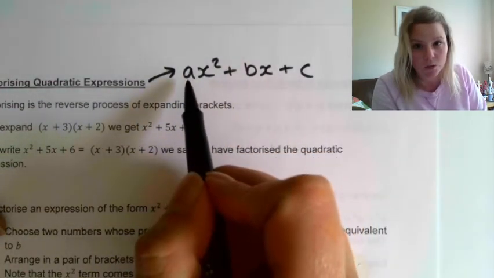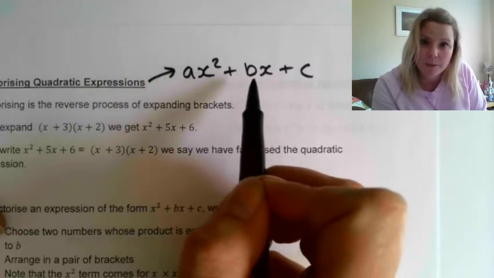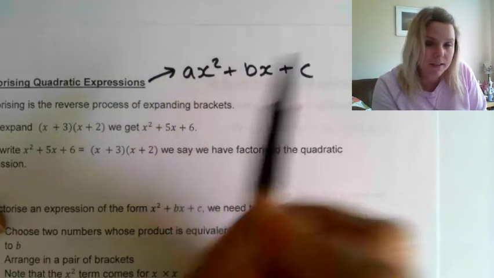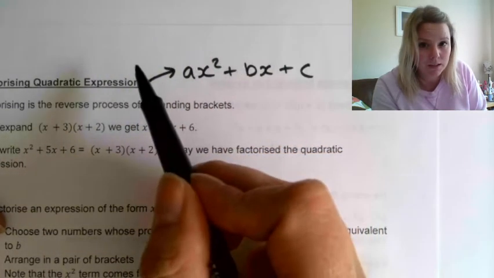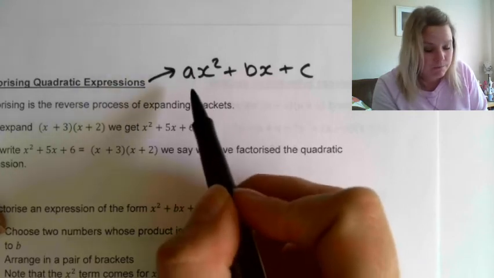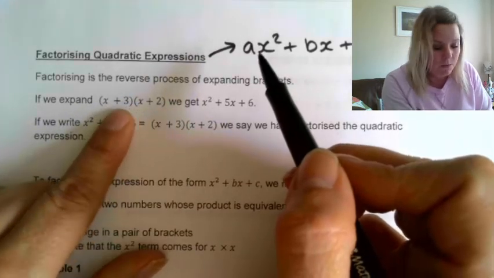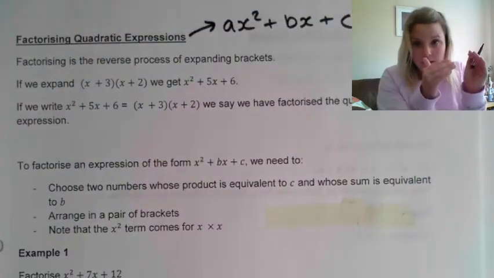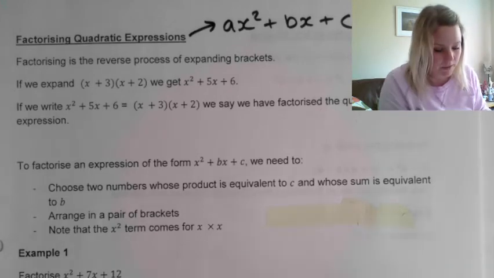So a is always the number that is in front of the x squared term, b is always the number that's in front of the x term, and c is always the number that's on its own, right? So we need to get used to that. Now, when we factorize a quadratic expression, it always ends up looking like this here. So it's always the two brackets, okay? And remember, we're doing the reverse of FOIL here, okay?